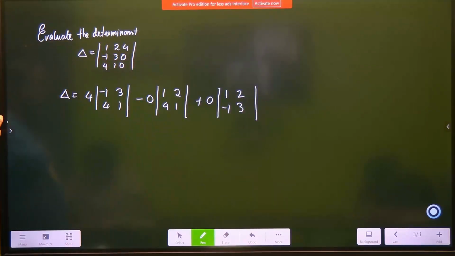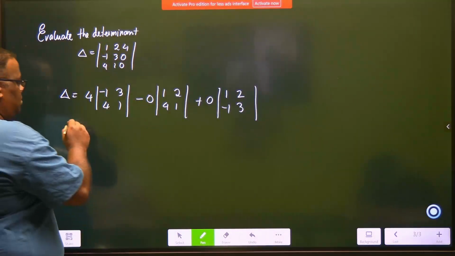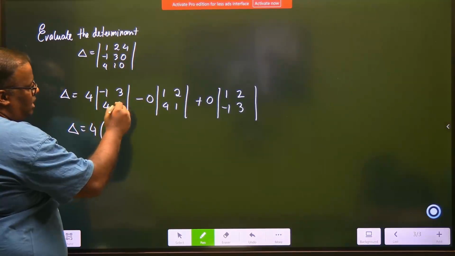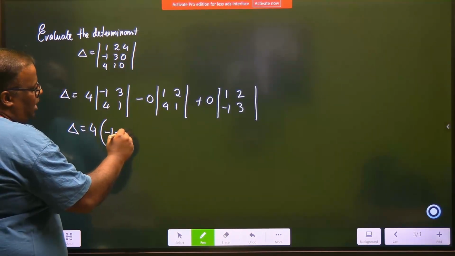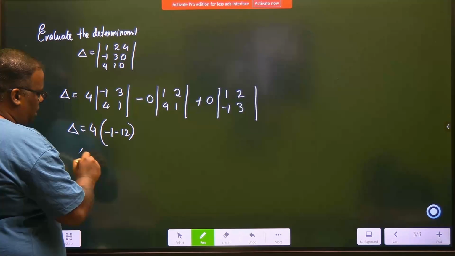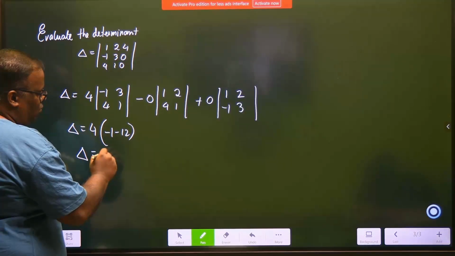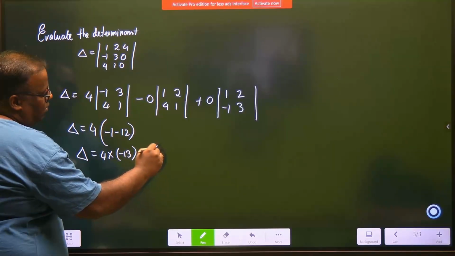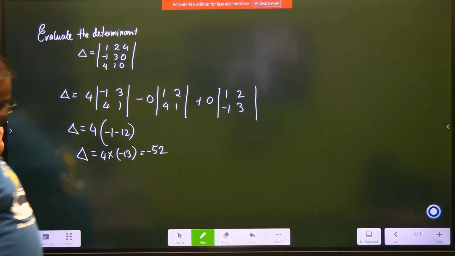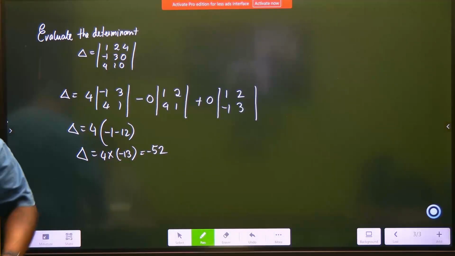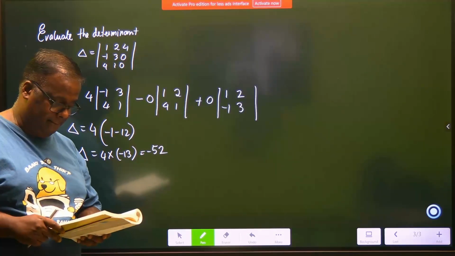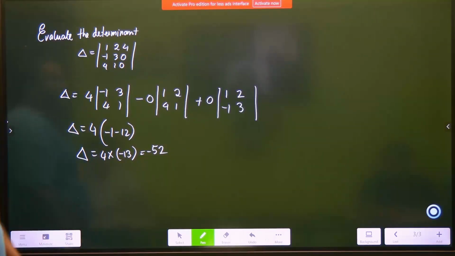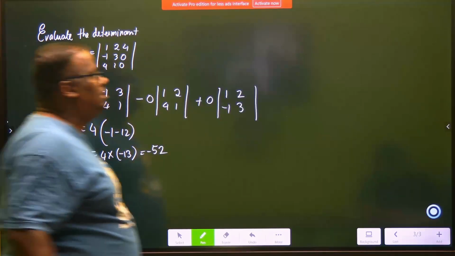Now do you see how easy the determinant calculation becomes? So determinant is equal to 4 multiplied by negative 1 into 1 is negative 1 minus 12. So this becomes delta equal to 4 times negative 13, which is equal to negative 52. Fine. Let's take one more.